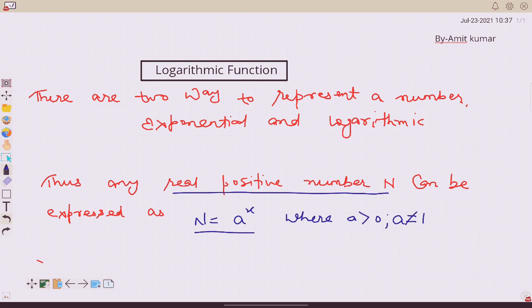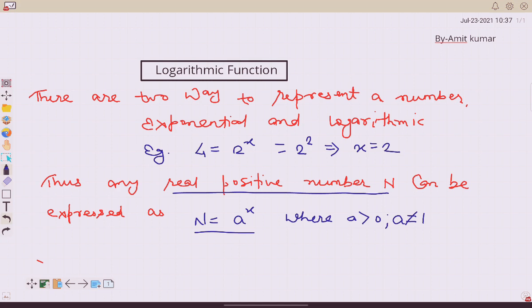If you take an example, we can write 4 is equal to 2 raised to the power x. So what is the value of x? We can get x is equal to 2, so we can write 2 raised to the power 2. So x is equal to 2.